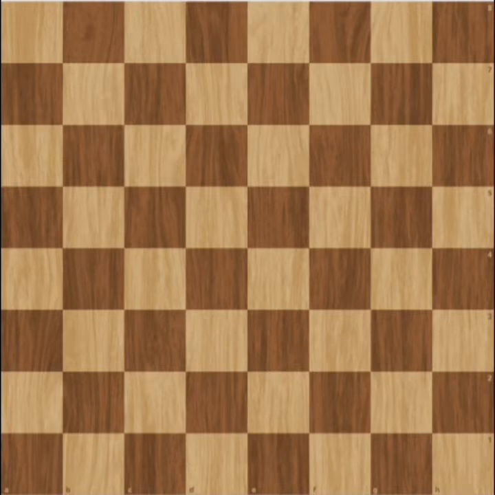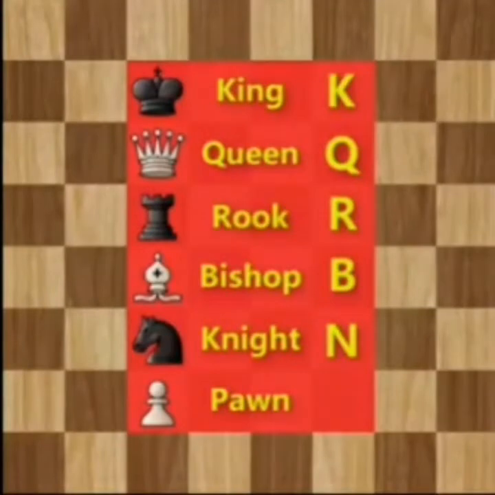Now let us see how each piece is denoted. Here the king is denoted as K, the queen is denoted as Q, the rook as R, the bishop as B. The knight is quite tricky. We cannot write K for the knight as it is already reserved for king. So we write N for knight. And there is no notation for pawn.